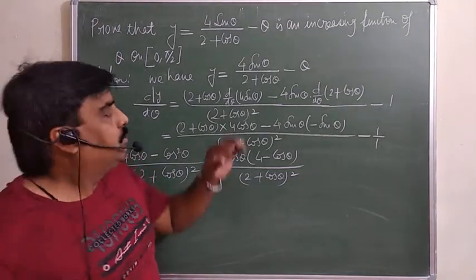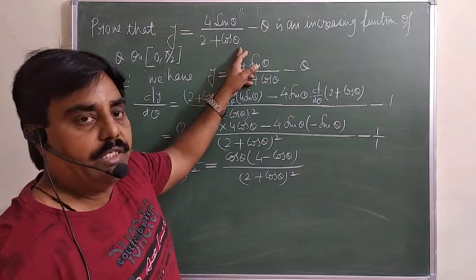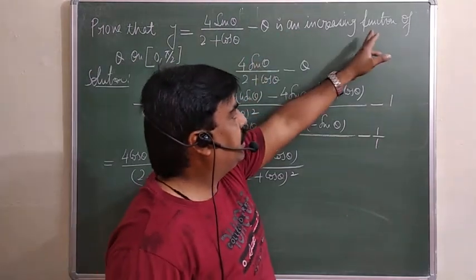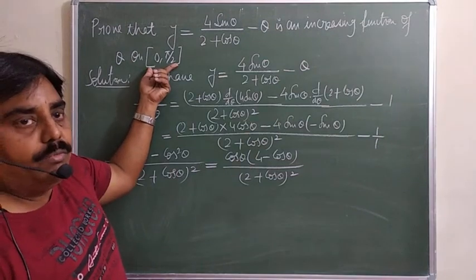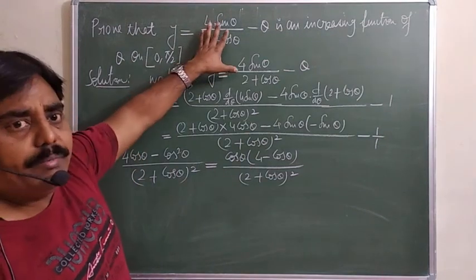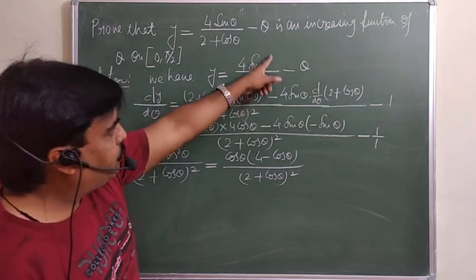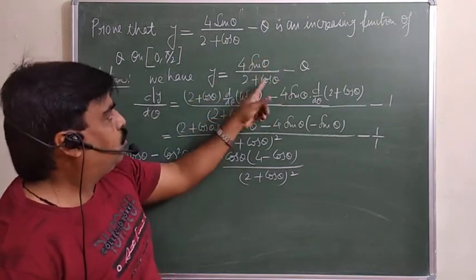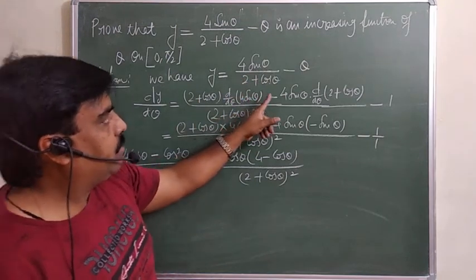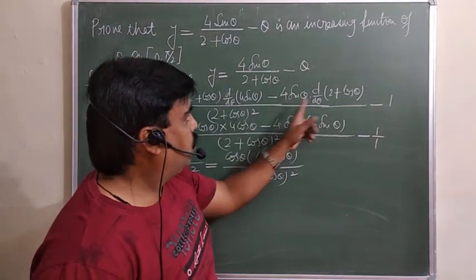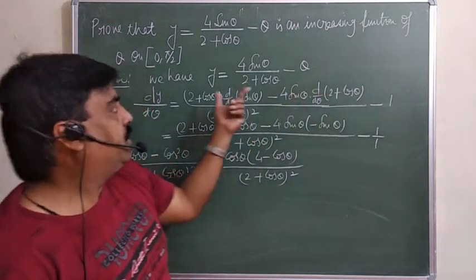Okay, now the question is, you are supposed to prove that y is equal to 4 sin theta over 2 plus cos theta, minus theta, is increasing in theta in the interval 0 to pi by 2, that is the closed interval. So as usual, y is given, you have to find dy over d theta. Here you have to apply the quotient rule: (2 plus cos theta) whole square in the denominator, denominator times derivative of the numerator minus numerator times derivative of the denominator, and for theta you will get 1, because we are finding the derivative with respect to theta.